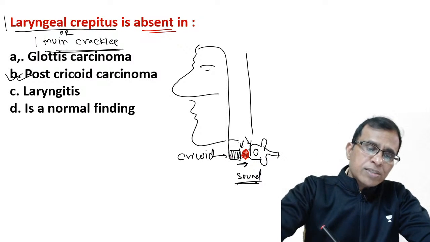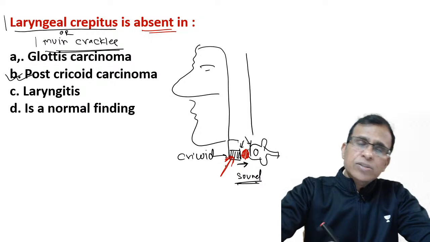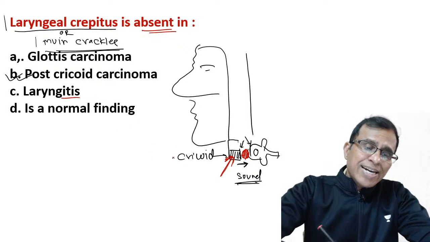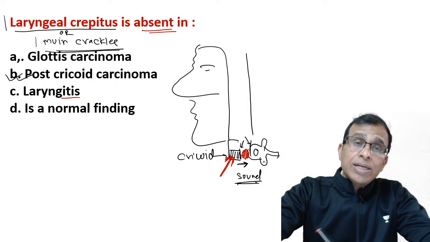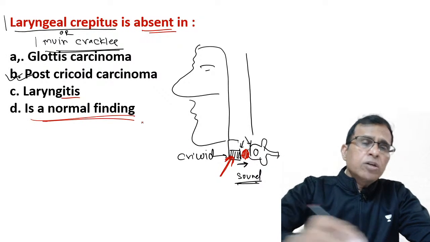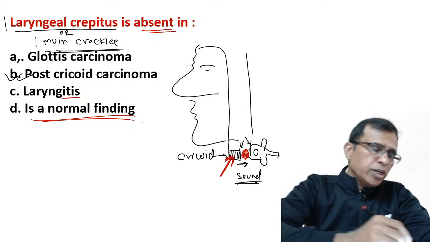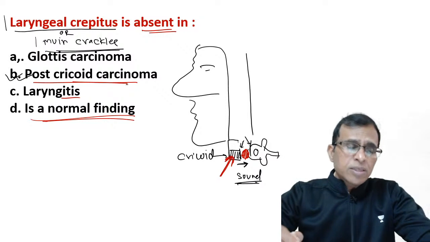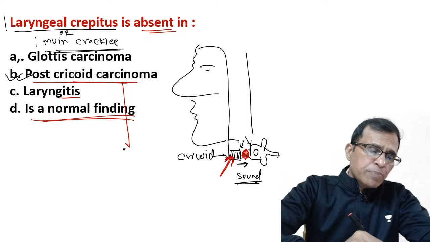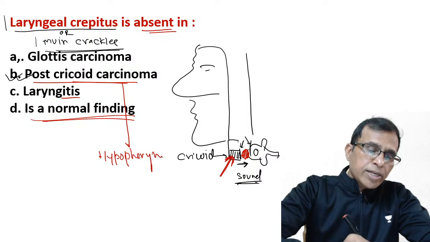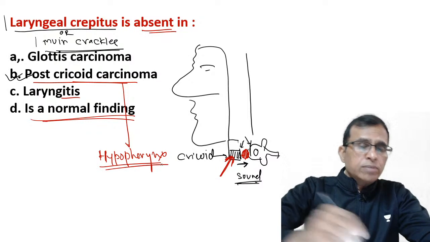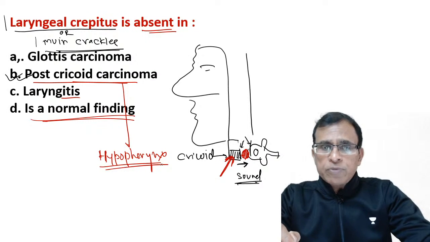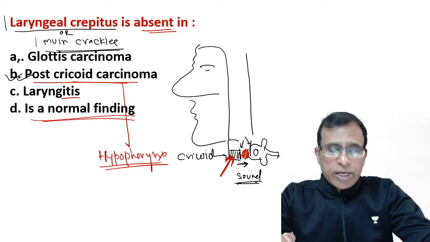So glottic carcinoma is inside the larynx, so no problem. Laryngitis is again a problem of the larynx, nothing between the larynx and the vertebra, and I told you it's a normal finding, right? Post-cricoid is behind the cricoid. The name post-cricoid carcinoma means behind the cricoid. Post-cricoid is a part of hypopharynx. So they can also ask you hypopharyngeal carcinoma. Instead of post-cricoid, they can say hypopharyngeal carcinoma. It is still okay to say.